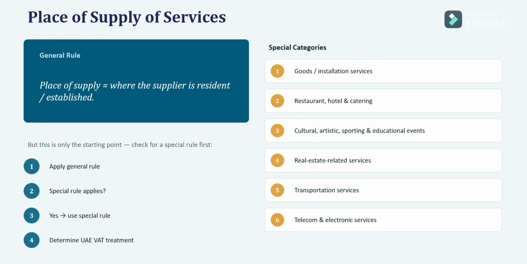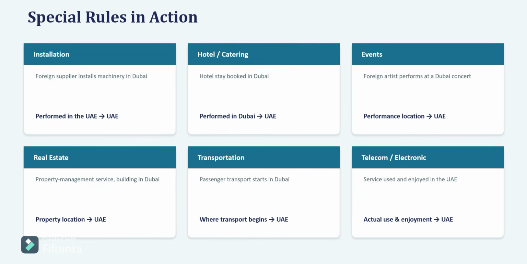Now, place of supply in case of services. In case of services, we have to determine the general rule. Basically, what is the general rule? Place of supply is the place where the supplier is resident or established. But there are certain special categories like installation services, restaurant, hotel catering, cultural, artistic, sporting, and educational events, real estate related services, transportation services, telecom and electronic services. So there are six special categories. In case of installation, where the installation is taking place will be the place of supply.